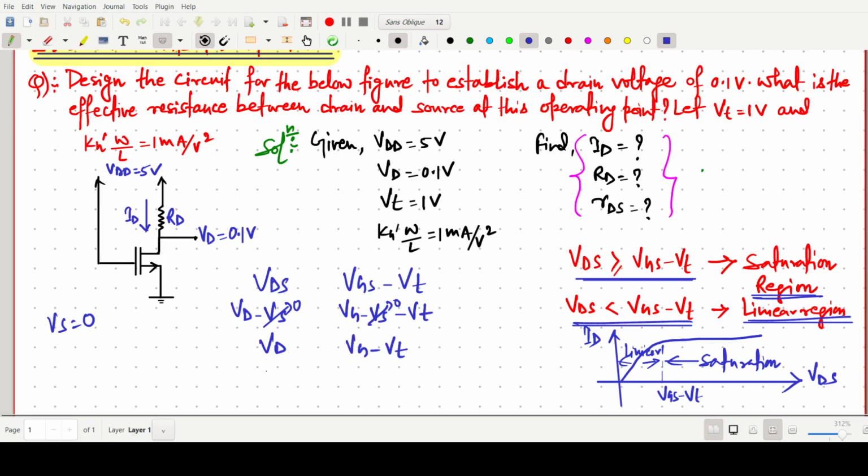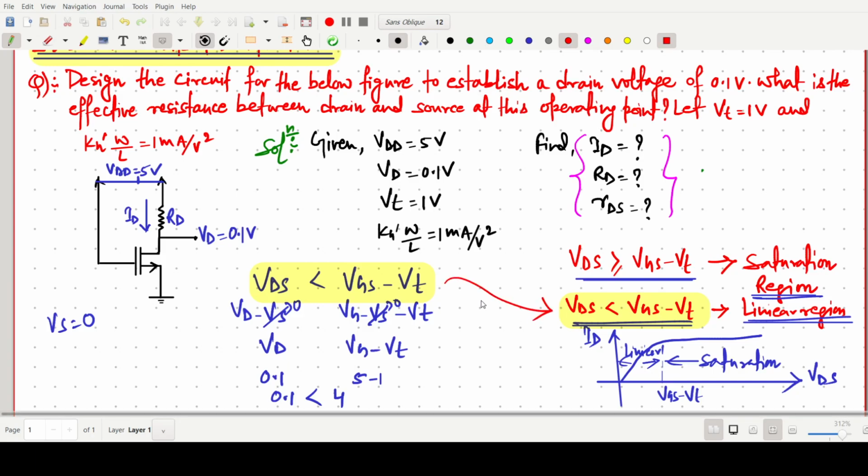This VD is given as 0.1, and this VG is directly connected to 5 volt. So this one is 5 minus threshold voltage 1. One can write this one is 0.1 and this is 4. So VDS is less. So we can say now that this is in the linear region. So the first thing in any question is to identify in which region the circuit is. So the circuit is in the linear region.